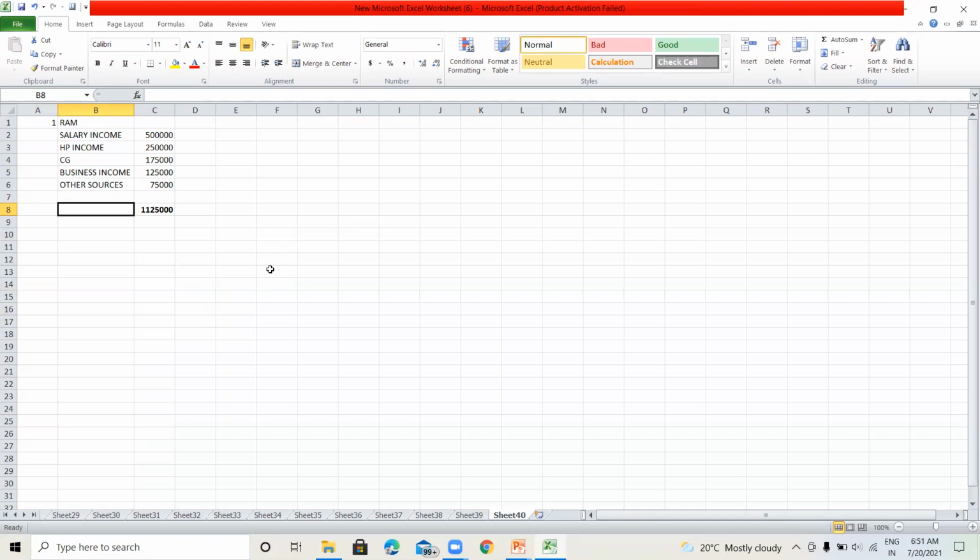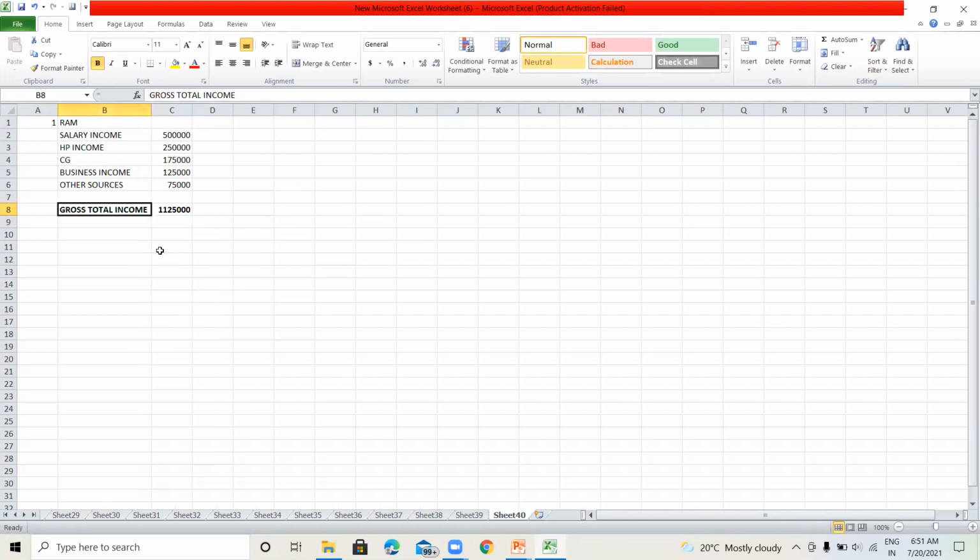The total income is 11,25,000. This is known as gross total income, less deduction under chapter 6A.